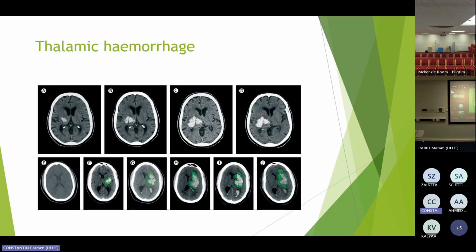So I just wanted to point through a few CT head scans, which are in the first upper line from A to D. You have a left thalamus hemorrhage, which actually is extending. You can see the size. And also in the lower side, what we have a left hemorrhage, which again on CT head scan is actually increasing in size.